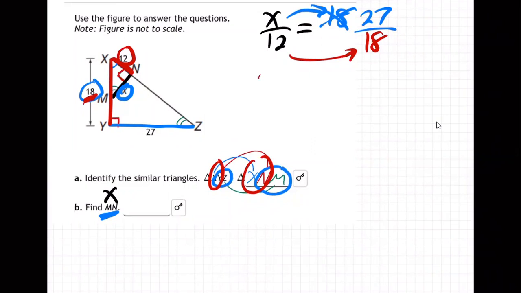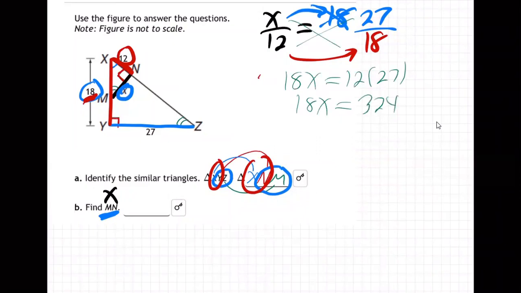Now, a really common, well, here, let's finish it up. And so then let's just solve this thing. So just go diagonal, diagonal, 18 times x, 12 times 27, 18x, 12 times 27, 324, divided by 18, x equals 18. Interesting enough, MN is 18.